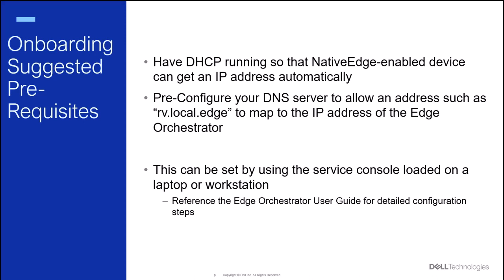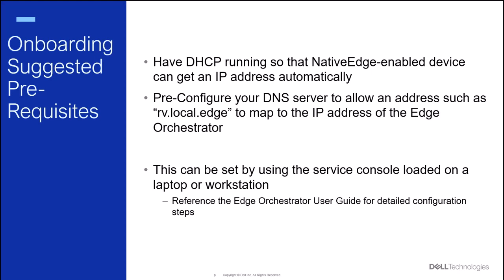Second, pre-configure your DNS server to allow an address such as rv.local.edge to map to the IP address of the Edge orchestrator. If you don't have this, it could be set up by using the service console, which is loaded on a laptop or a workstation. For more information and guidance, refer to the Edge Orchestrator User Guide for detailed configuration steps.